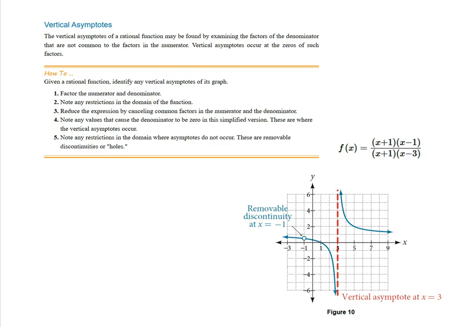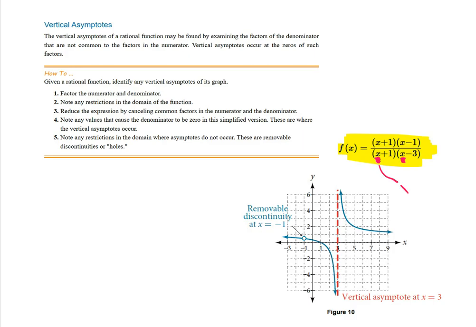Anyway, I took a screenshot here of how to find vertical asymptotes. Step 1 says, factor the numerator and the denominator. I already have this example over here that they did. It's already in factored form. It says, note any restrictions in the domain of the function. The domain has to do with the denominator. So what number here and what number here would cause a 0?